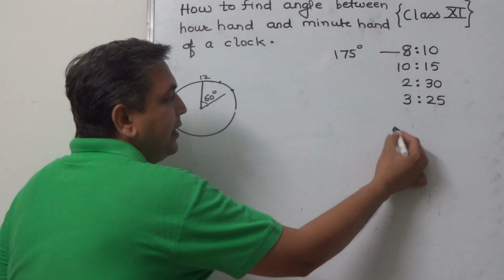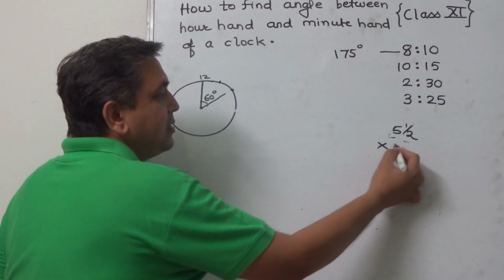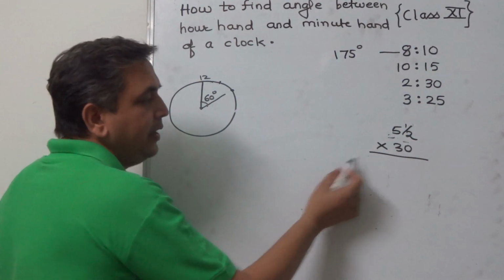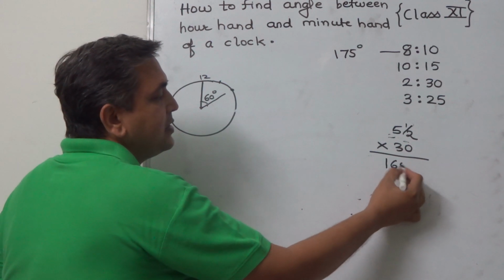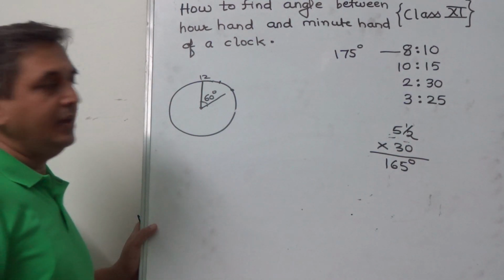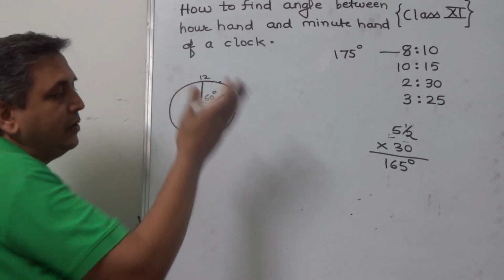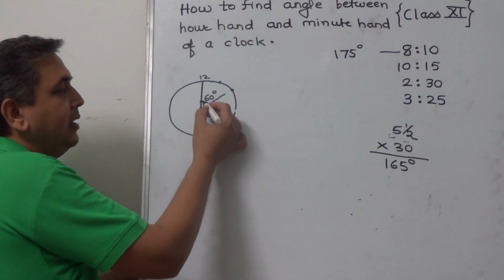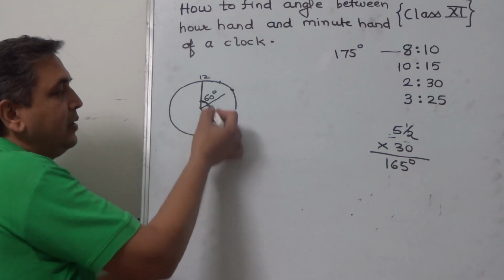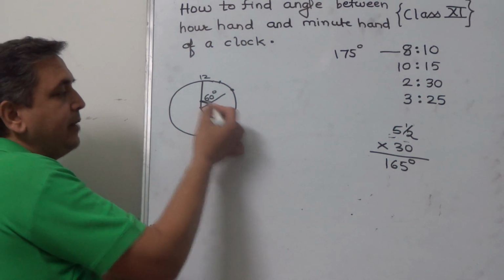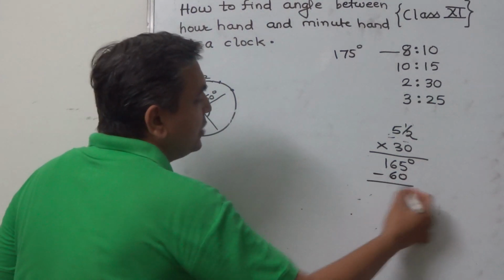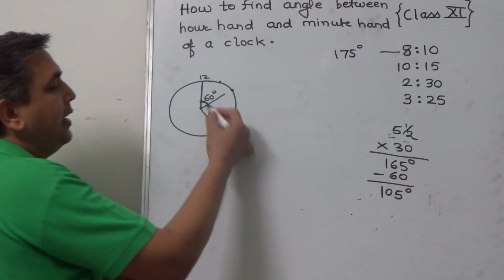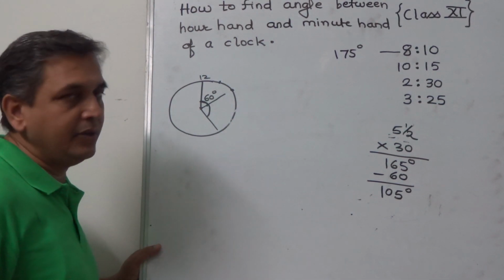We have seen 5.5 degrees per minute. So in 30 minutes, the angle covered is 5 threes are 15, 150 plus 15 is 165 degrees. In 30 minutes, the minute hand goes ahead by 165 degrees. But this is a 60 degrees angle. This is a 165 degrees angle. So from this 165, we have to subtract 60. And so the angle becomes 105 degrees. So the angle between the hour hand and the minute hand will be 105 degrees at 2:30.